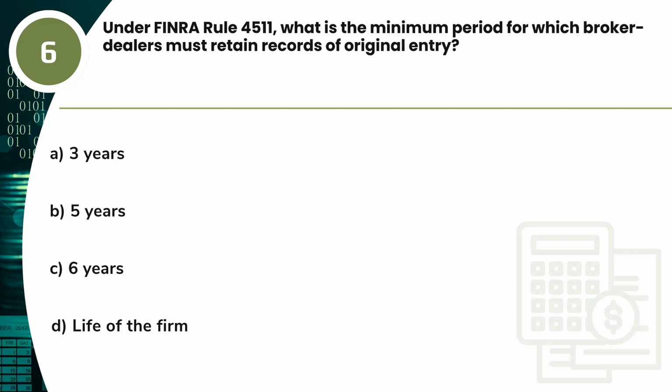Question 6. Under FINRA Rule 4511, what is the minimum period for which broker-dealers must retain records of original entry? A. 3 years. B. 5 years. C. 6 years. D. Life of the firm.